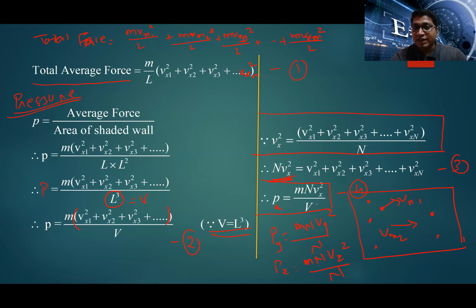That means Vx square, Vy square, and Vz square are the same. The square of the x component of velocity, the square of the y component of velocity, and the square of the z component of velocity are always going to be the same, and that is called a symmetrical condition.